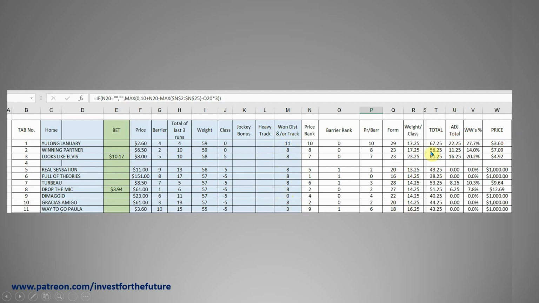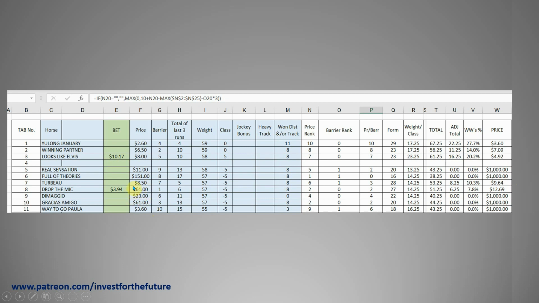All of the adjusted totals and everything has worked out over here. And we come up to the result that the only two to back, based on these prices, which weren't exactly the starting price for the horses, but at the time that I filled the spreadsheet in, $10.17 would have been the bet on Looks Like Elvis at $8. I think it actually started at $8.50. Wagon Wheel priced it at $4.92. And then you would have had $3.94, perhaps round that off at $4, because the Wagon Wheel priced Drop the Mic at $12.69, and we could have got $6 about it. All the rest of them were poorly priced.